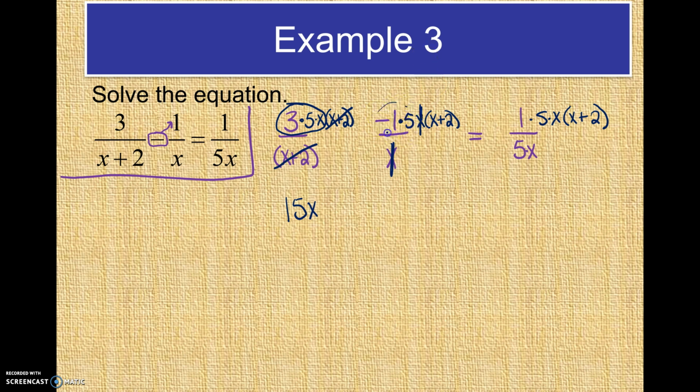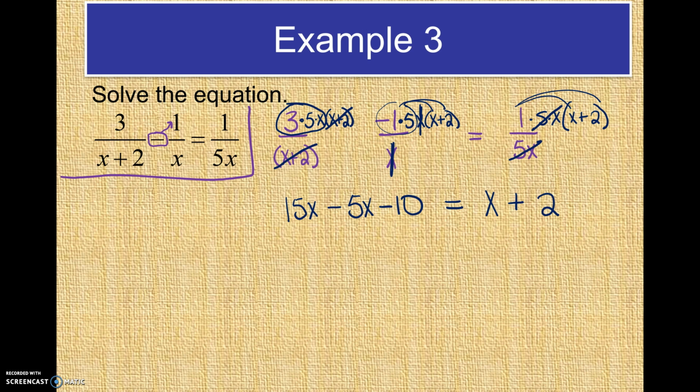So this is a -5 that we need to distribute. -5 times x is -5x. -5 times 2 is -10. Equals sign. It's a weird looking equal sign. What cancels in the next one? 5x. And that leaves us with 1 times x and 1 times 2, which is simply x plus 2.